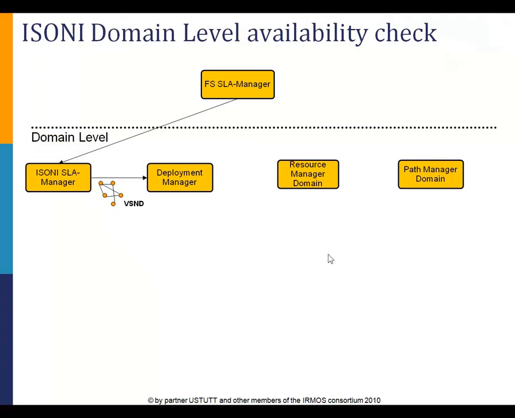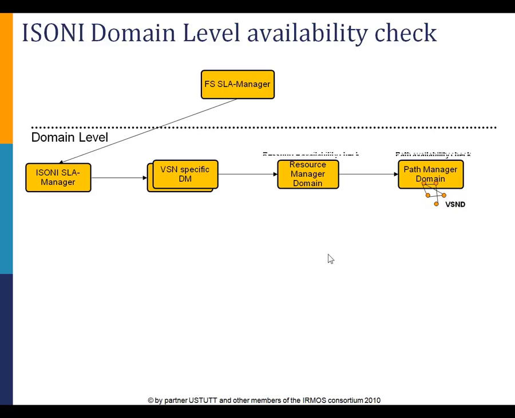It sends it to the Deployment Manager, which is aware of all deployed VSNs within the Isoni domain. It instantiates a specific instance of this Deployment Manager for this particular VSN and starts the domain-level availability check. The Resource Manager domain checks the Isoni nodes for sufficient computing resources. The Path Manager domain checks for the connectivity and quality of service constraints for the virtual links between these nodes.